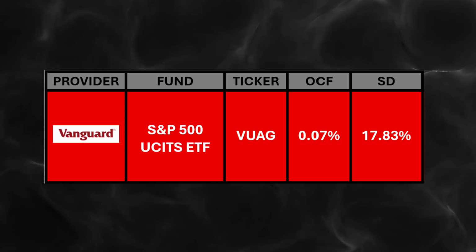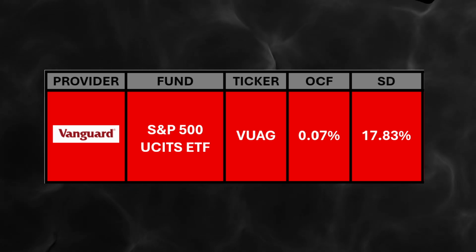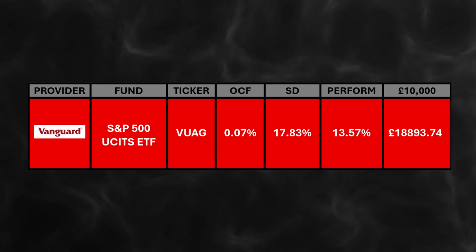The 3-year standard deviation figure for this one is 17.83%, slightly higher than those global funds. This is understandable, being that it is concentrated on one country and less diverse. The Sharpe Ratio is also higher at 0.42, and the 5-year annualised return is not to be sniffed at either at 13.57%. So if you'd invested £10,000 in this fund 5 years ago with no further investment since, then this fund would have returned you £18,893.74.